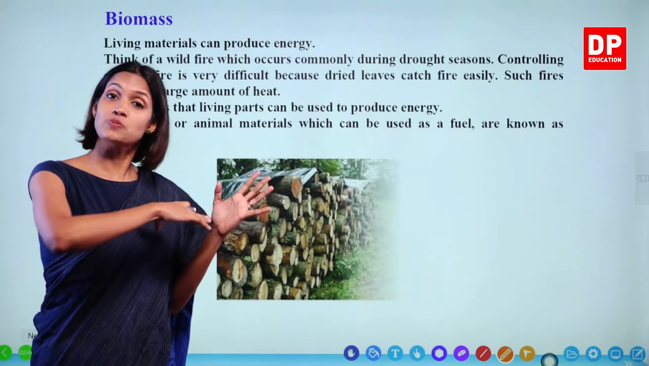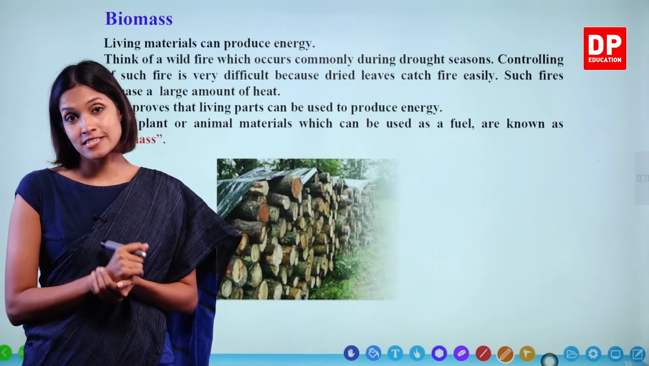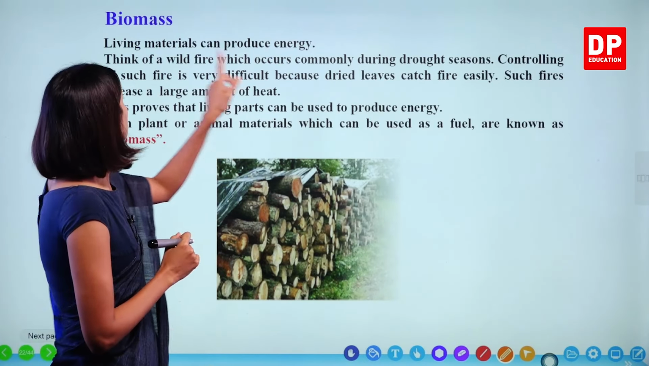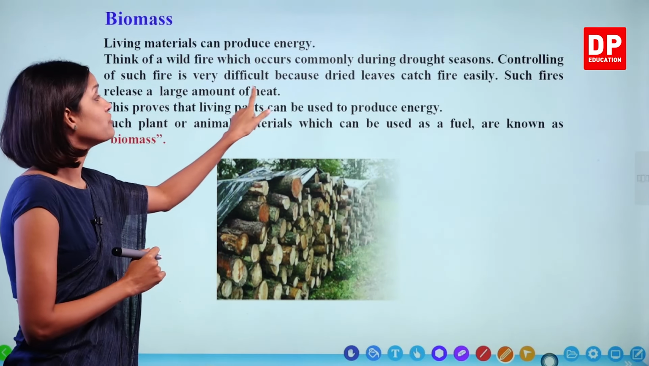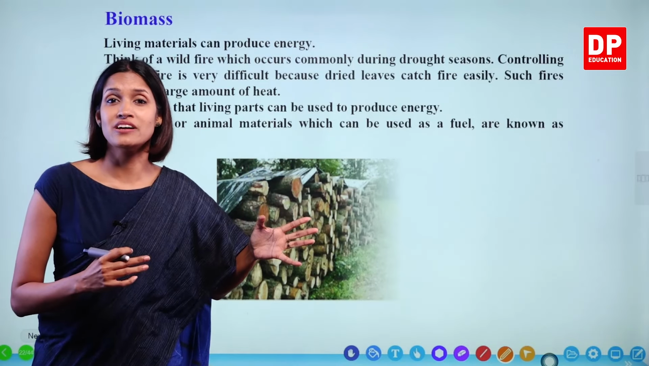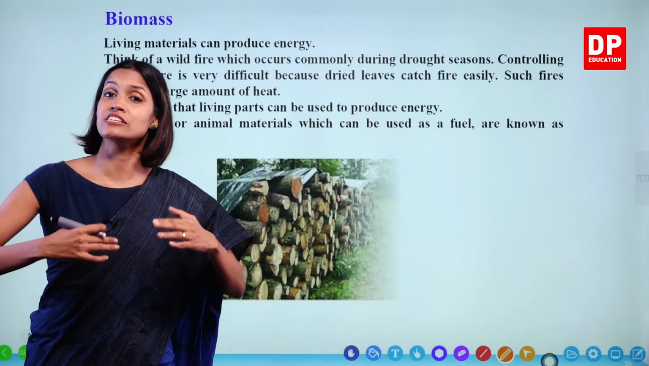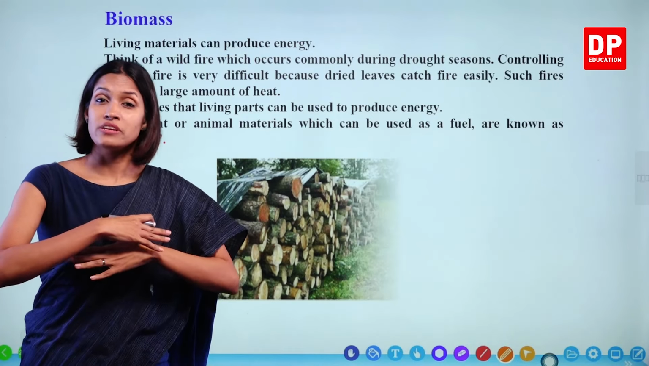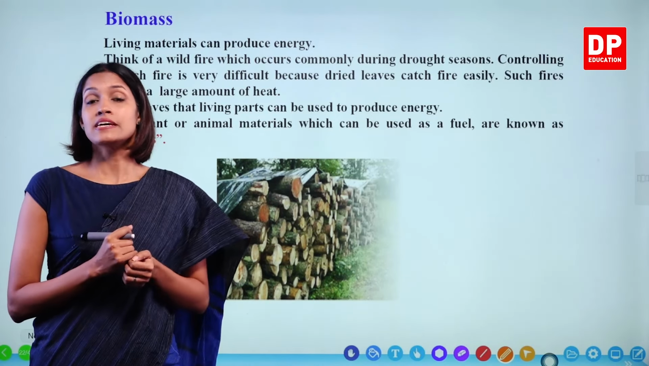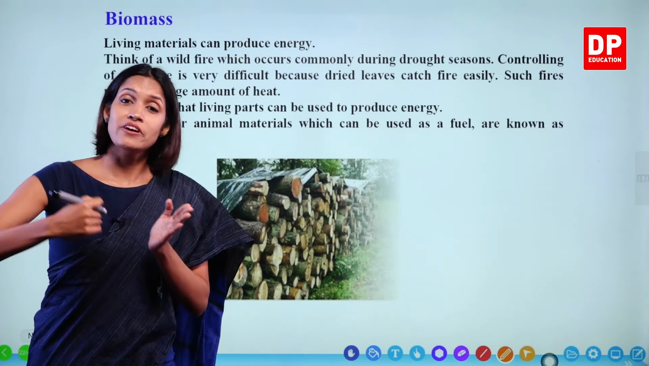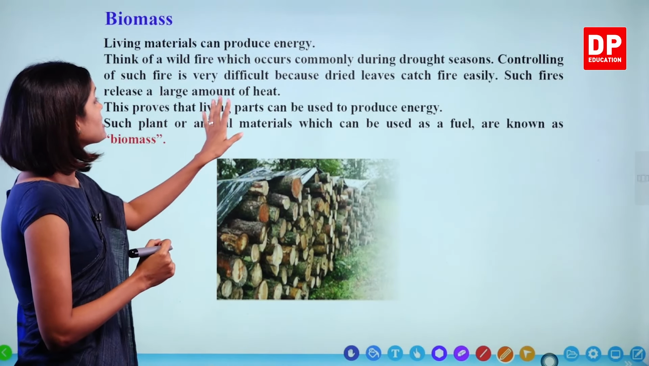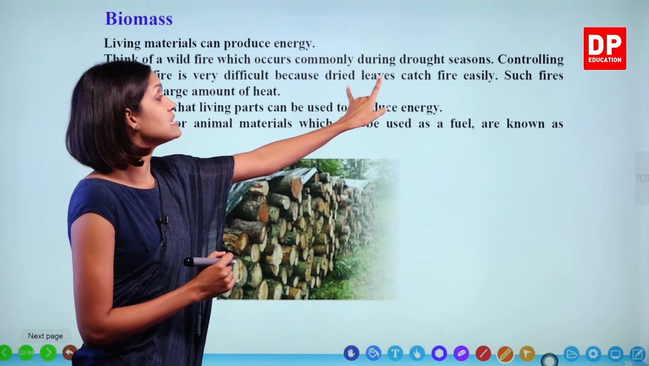And thereby it spreads throughout the forest. So controlling such a fire is very difficult. You all know that in some countries, these wildfires continue for months as well, right? When there are very large areas of forest, in certain countries, these wildfires can last for months, because dried leaves catch fire easily.